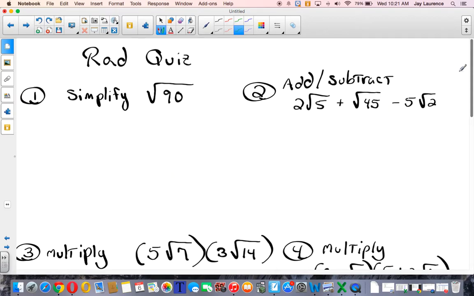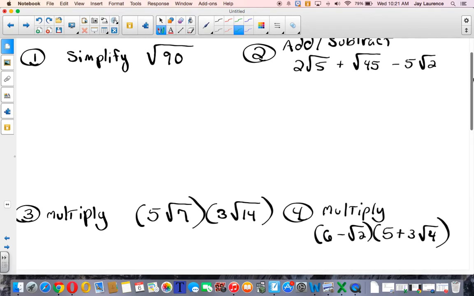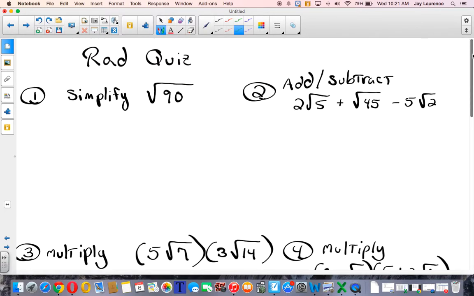Maybe you can't see 3 well enough. If you like, I'll do that for you. There's 3 and 4. Okay, I'm getting ready to do numbers 1 and 2 here. I'm going to simplify this. I like to break down the number inside the rad into factors that have perfect squares, I should say.